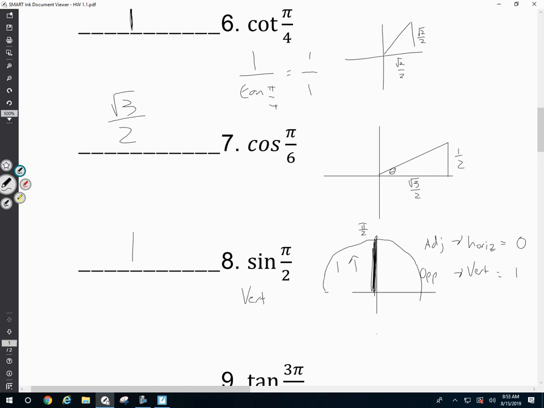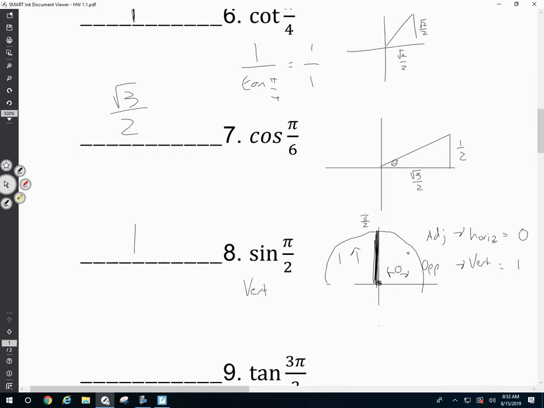I will travel up 1 to get to pi over 2. I will not go to the right or to the left at all if you consider starting at the origin. Okay, the horizontal distance is 0, the vertical distance is 1. That's why the sine of pi over 2 is 1.